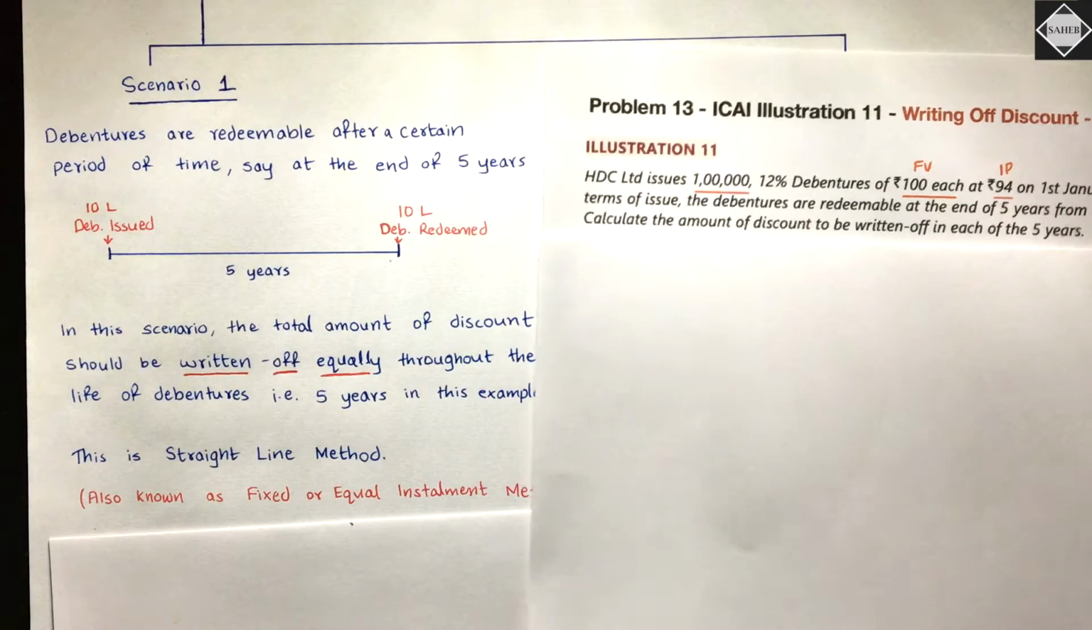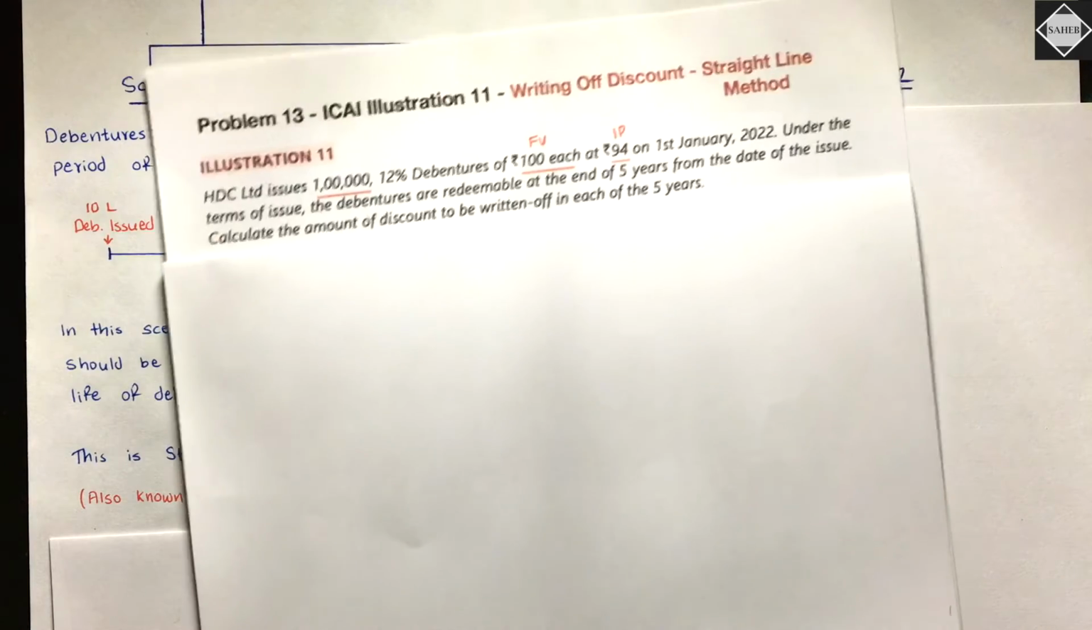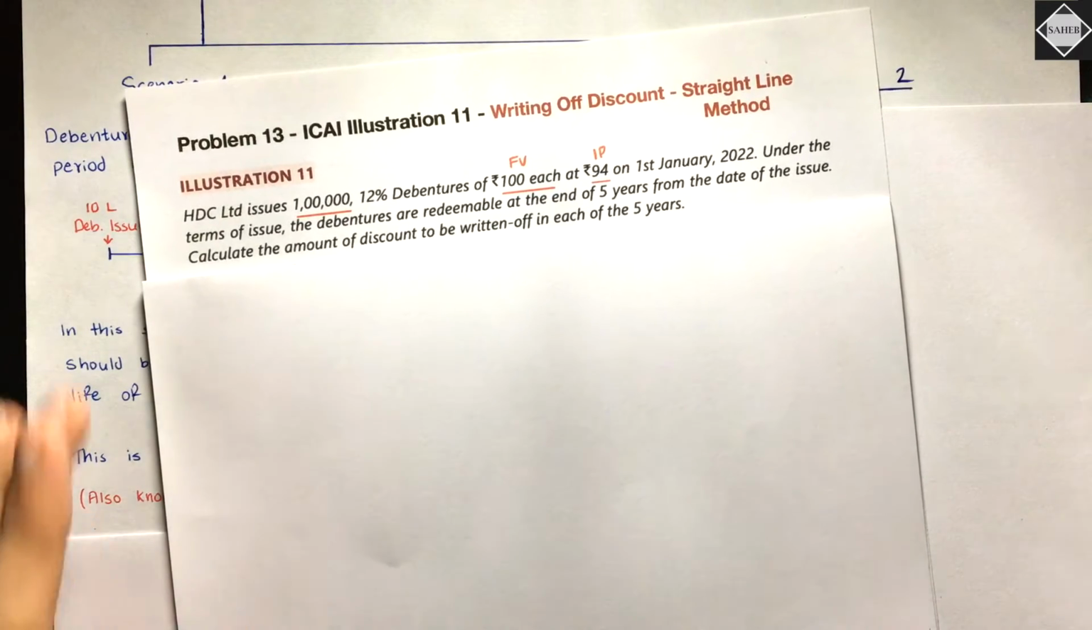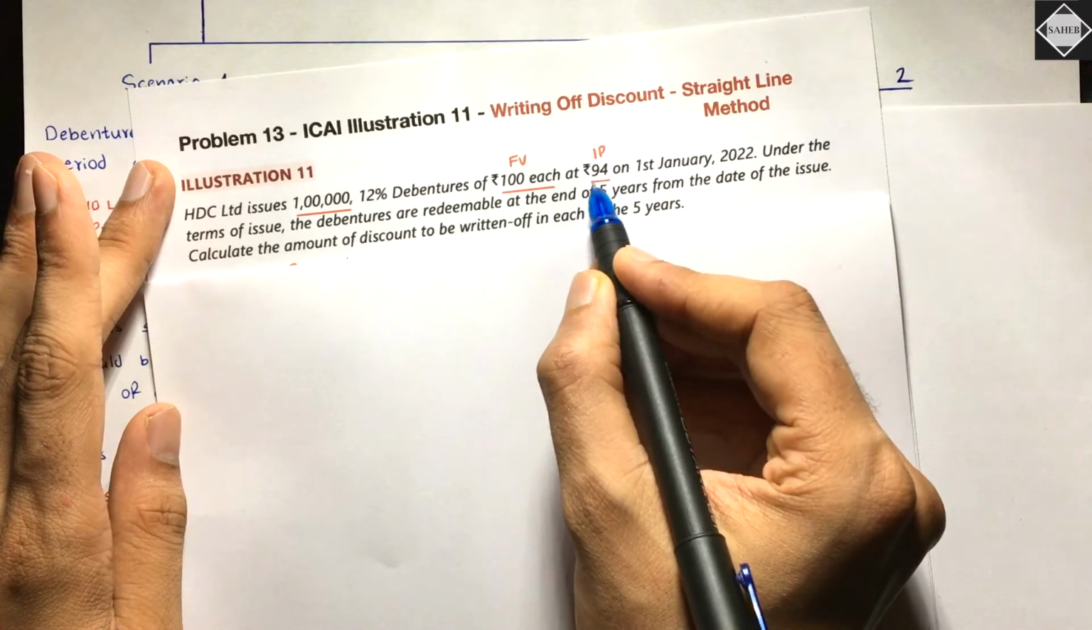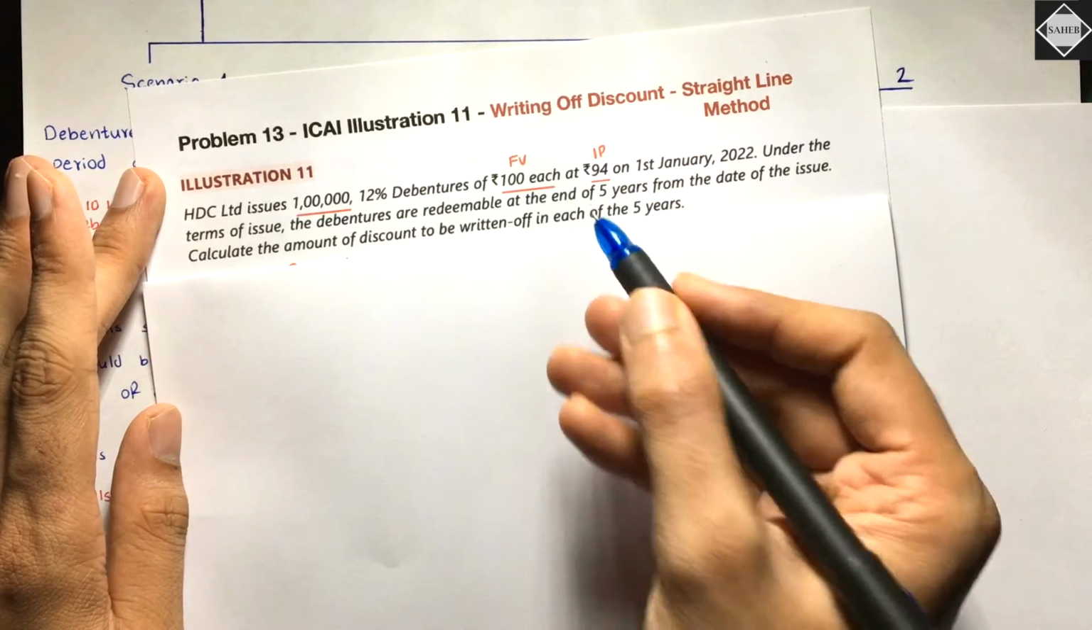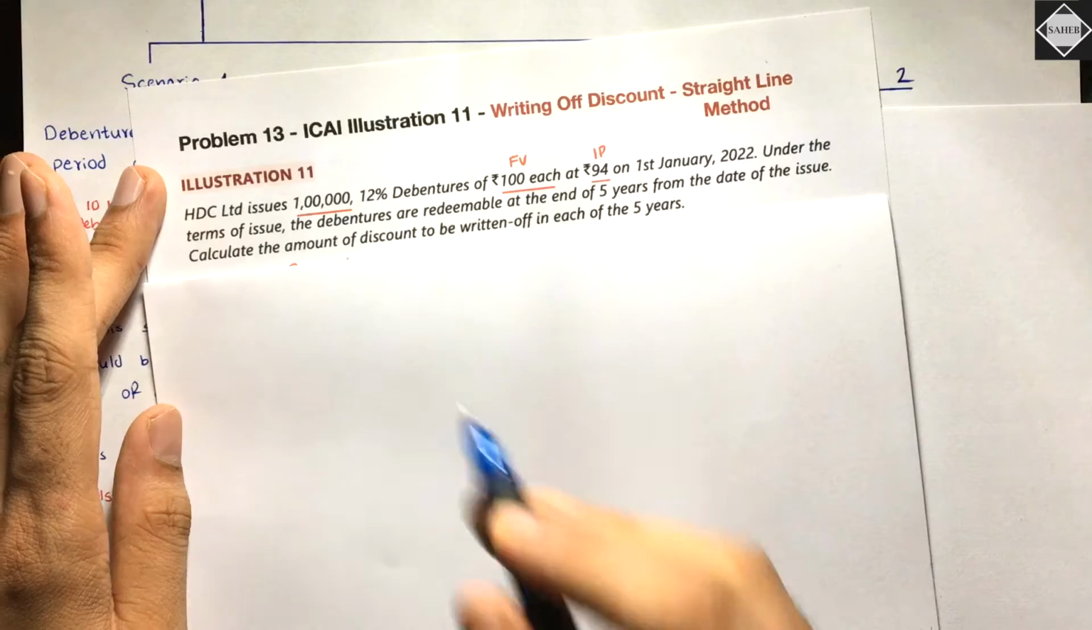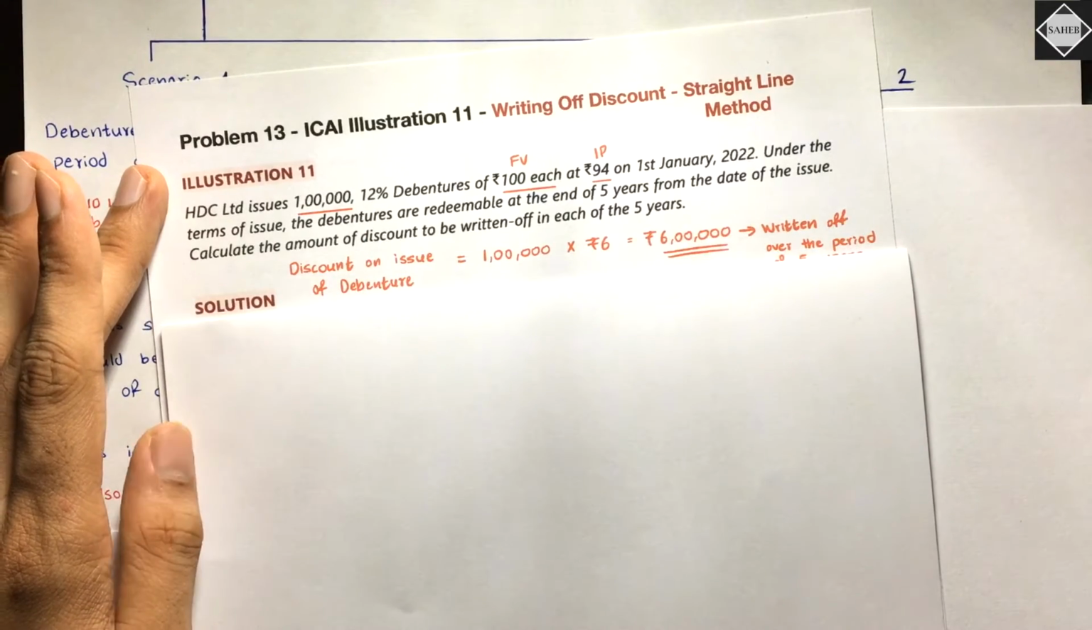Okay, that's what we do. So let's see how it will happen. First, we have to calculate the total discount. What's the total discount amount? Really simple. 6 rupees discount is there per debenture. So just multiply that with the total number of debentures. We'll get the total amount of discount.